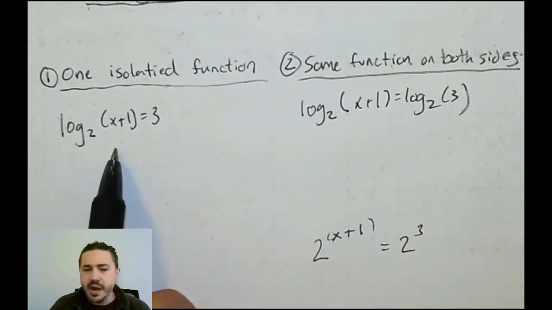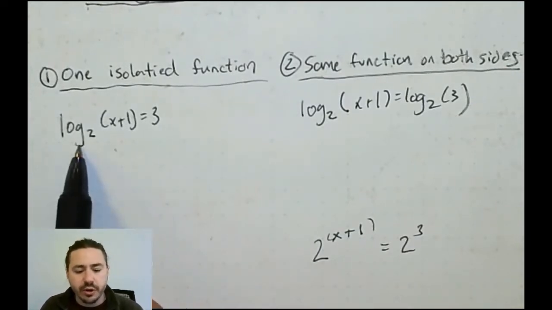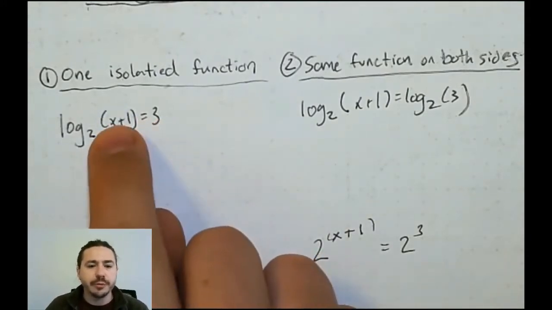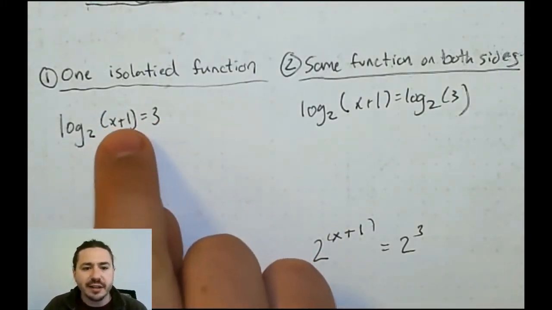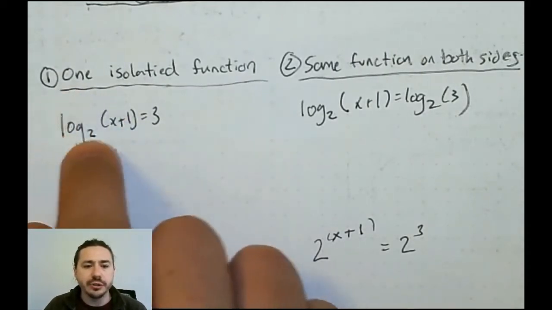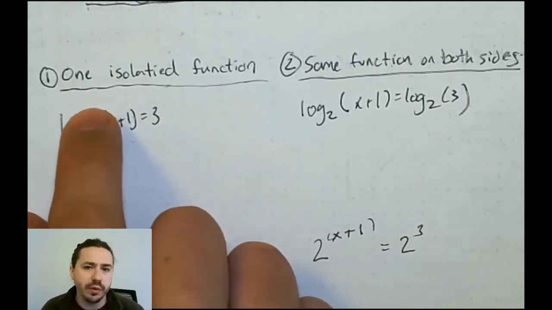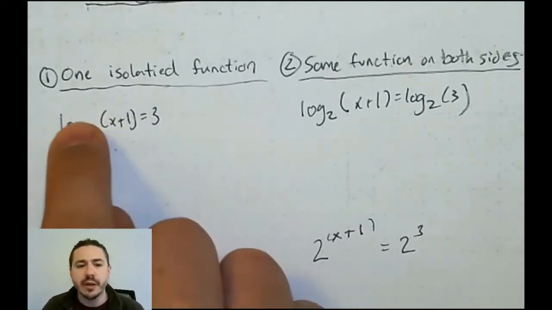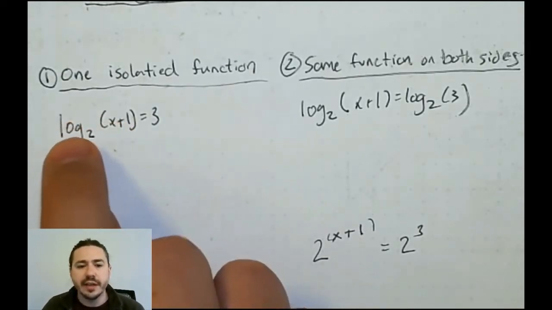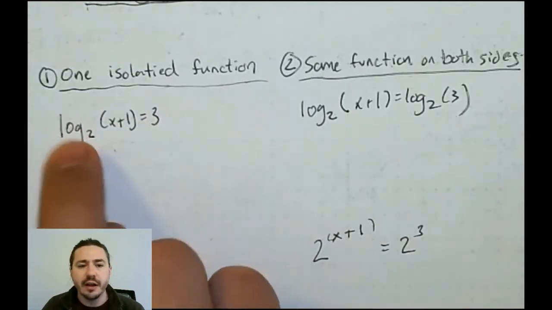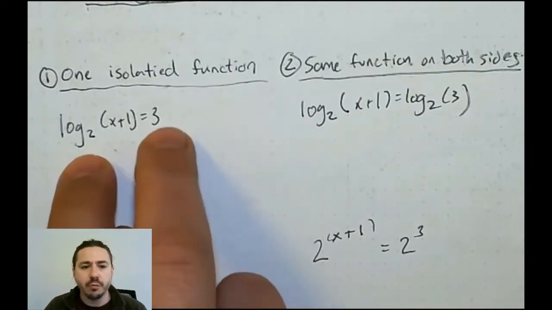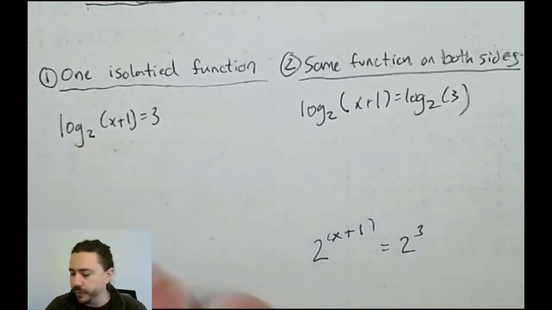So if you've only got one isolated function like this, you are going to use the inverse property to solve this. If your variable is stuck inside the function here and you need to get it out of the function, you need to undo the function that's being done. And as we've seen with trigonometric functions and all functions in general, the way to isolate the variable when it's on the inside is to use the inverse of that function. So that's why we're going to use the inverse property here, and what I mean by that is we are actually going to raise both sides to the power of 2.